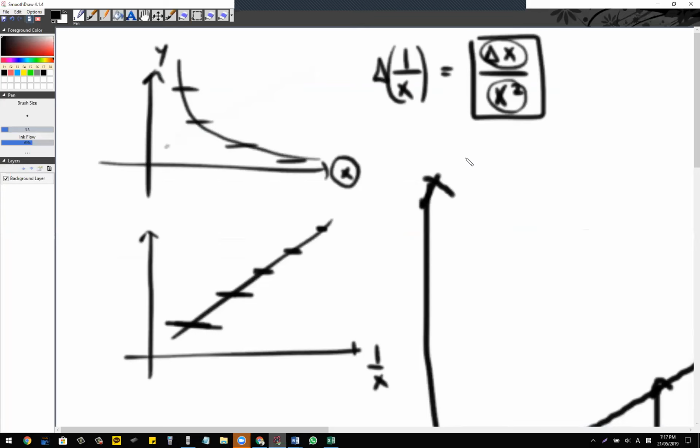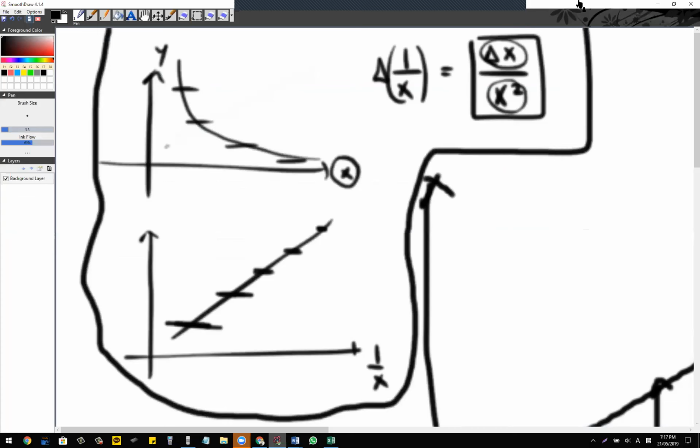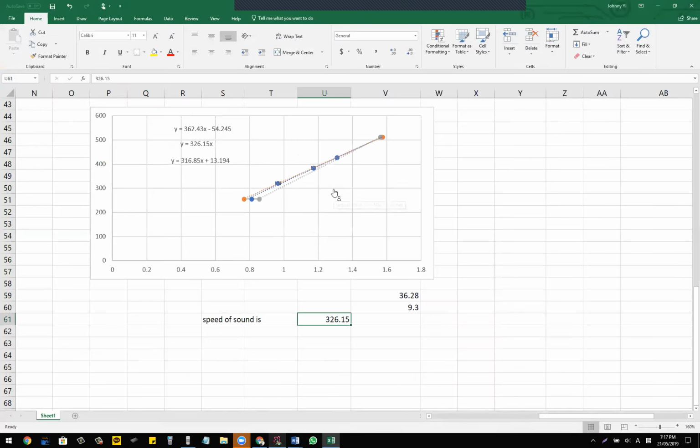The physical reason is, let's not go in there. It's going to take too much time. But anyway, this is the mathematical reason, isn't it? I hope that suffices.